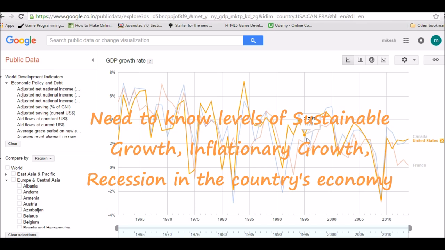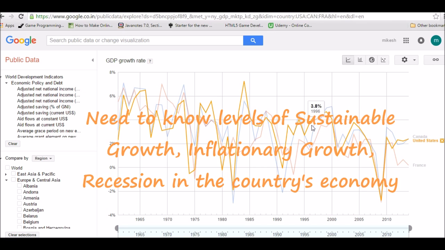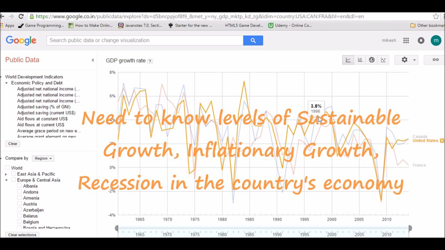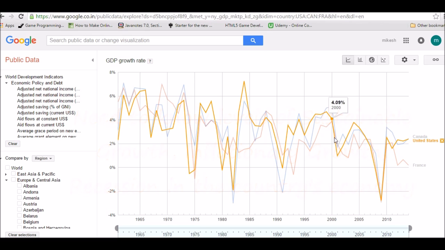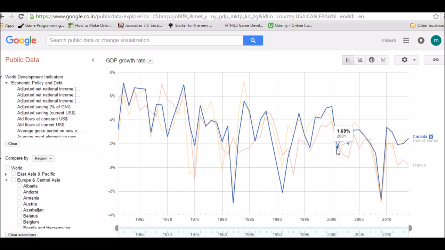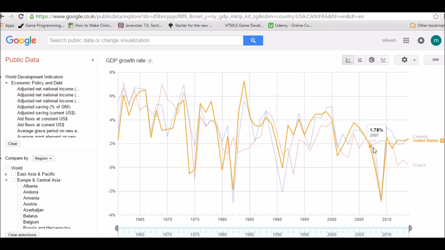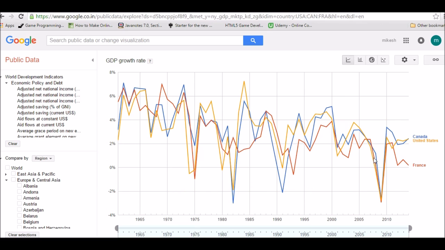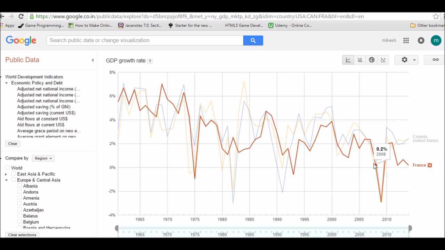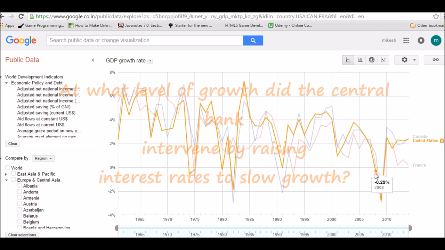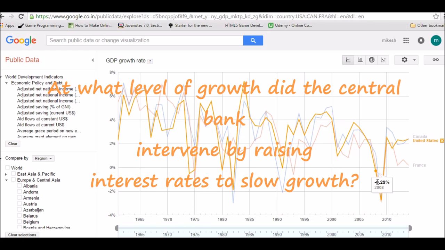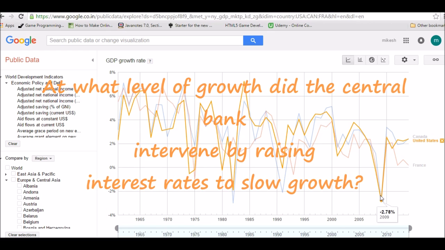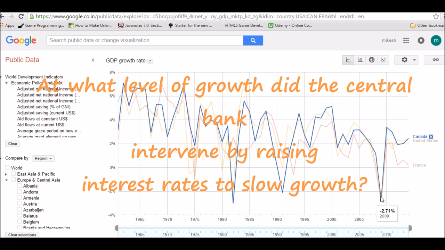So if sustainable growth had been, say, 3% historically, and if the current data indicates that growth is far ahead of 3%, let's say more towards 4.5%, then we can look back and see how the central bank reacted in the past, by either raising interest rates or by any other direct intervention in the foreign exchange markets.